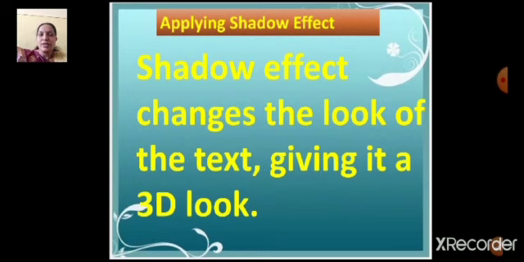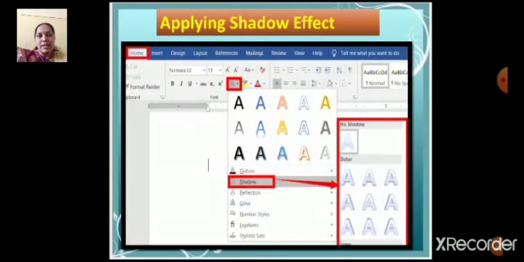We learnt about the shadow option, which changes the look of the text and gives a 3D look to the text. That is possible by choosing the text effects option, which is available in the Home tab font group. If you click on that, you will get a drop down list. There you have to bring the mouse pointer on the shadow effect. Again you will get a sub menu. In that you have to choose the text effects which you need to apply to your text.